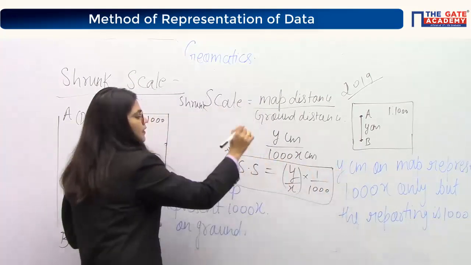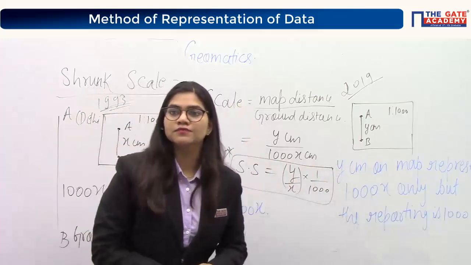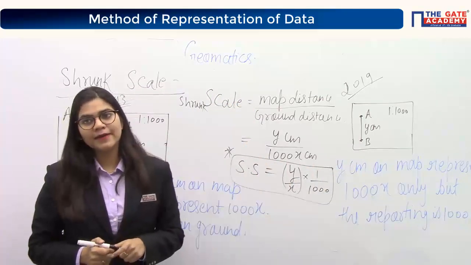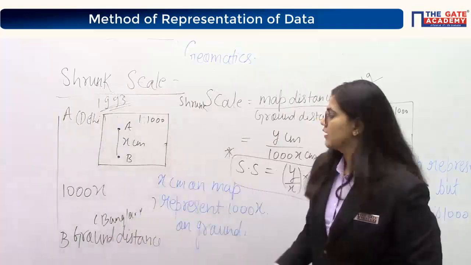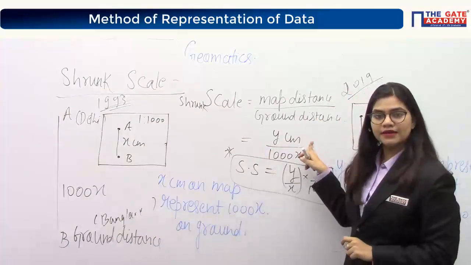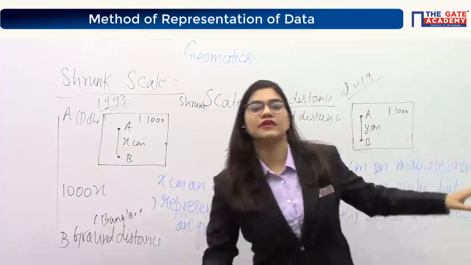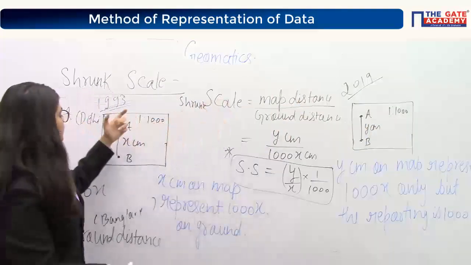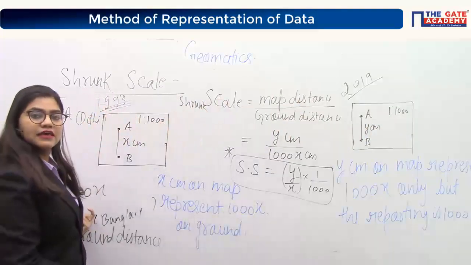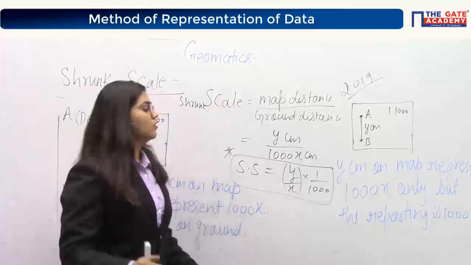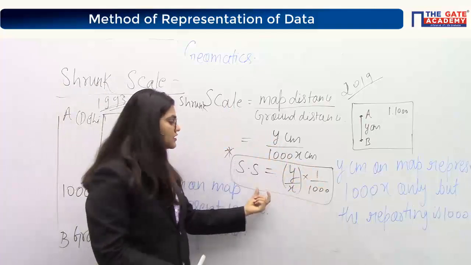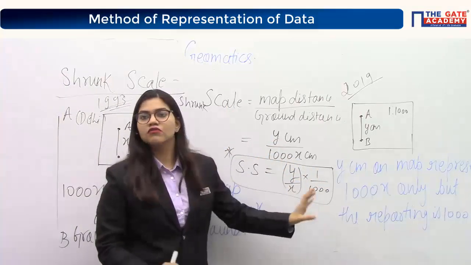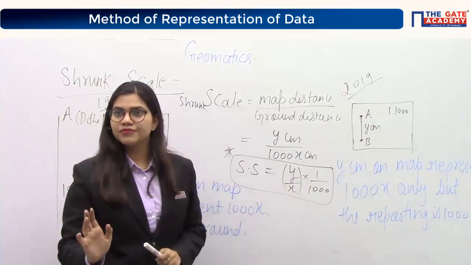Right? Yes or no? Scale is not y by x. It will be your map distance by ground distance. Map distance is your y centimeter, you can see here. And your ground distance is 1000x, you can see here the ground distance. So your scale will be y by 1000x. So your shrunk scale is y by x into 1000. Clear? Clear to everyone?